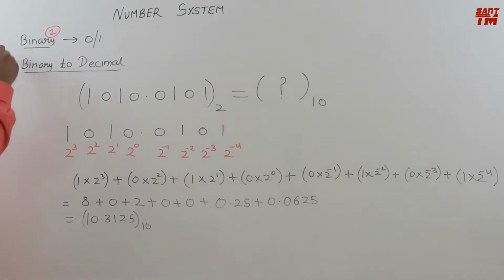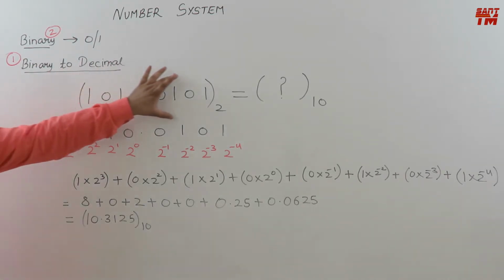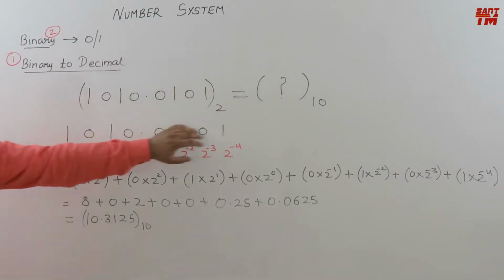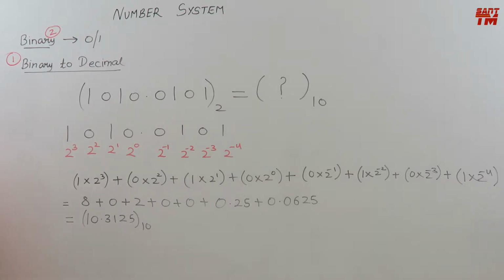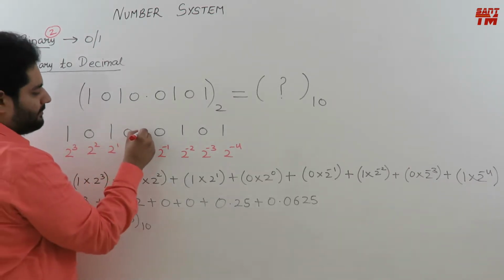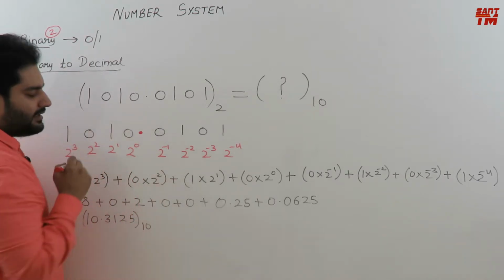Now the first category in the binary number system is we have to study the conversion of binary number to decimal number. So let us see, this is the example that we have taken. This is a binary number and we have to convert it into the equivalent decimal number. So what we will do, we will write this binary number like this, and here is the point. Now stand at the point.